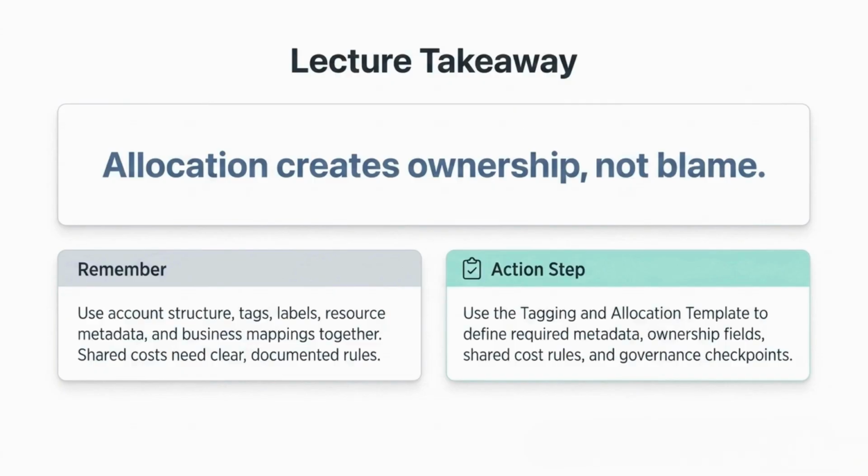Your action step is to use the tagging and allocation template. Define the metadata fields you need, which fields are required, who owns them, how shared costs are allocated, and how you will review quality. In the next lecture, we will turn allocated data into useful reporting and dashboards.